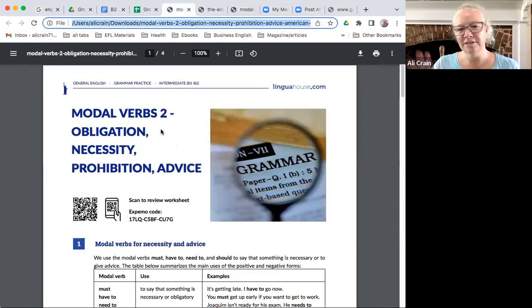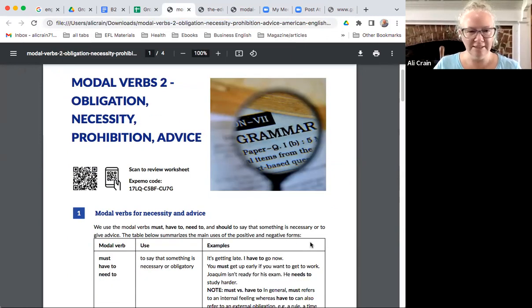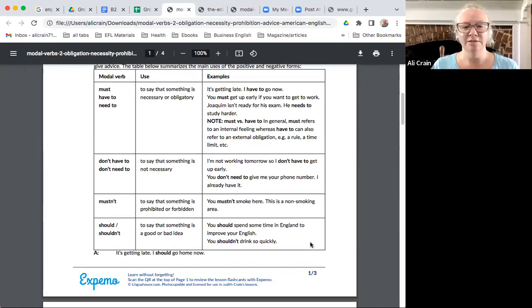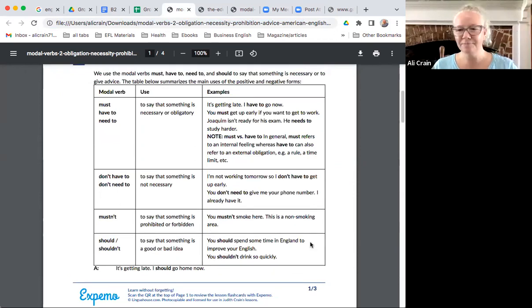So there was this lesson that you can look at on your own on obligation, necessity, prohibition, and advice. And you'll see it has some of the same similar words down here. Must, have to, need to, don't have to, don't need to, mustn't, should, and shouldn't. So those are the examples. Okay. So you have that link available to you to try out. Any other final questions on anything today?